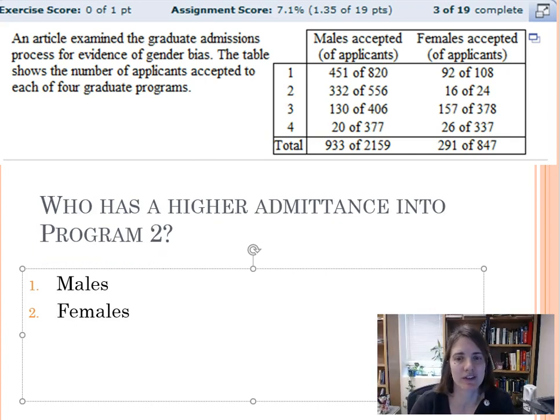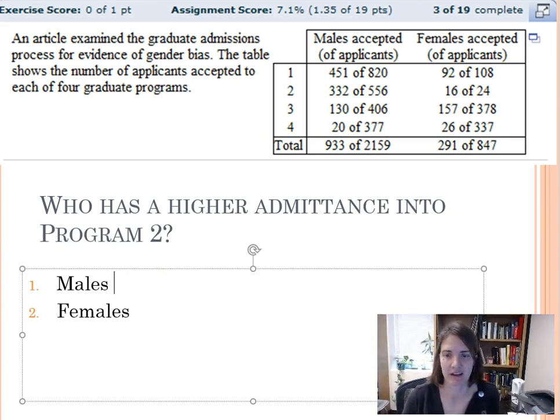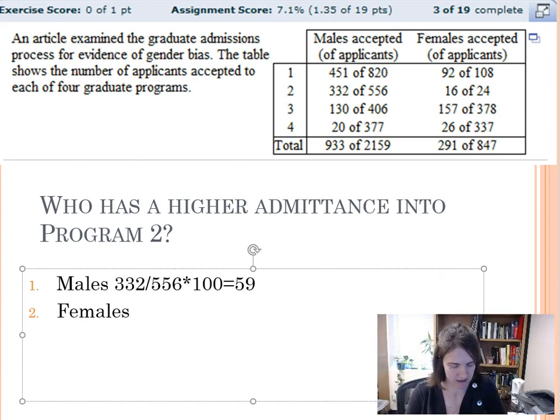So we're going to want to do this again for program 2 to look at the acceptance rate for males and for females. And now we're only conditioning on program 2, so we're just looking at program 2. So for that, there were 332 men that got accepted out of the 556 that applied. Dividing by 100 will give us our percent, and that is 59.7%.